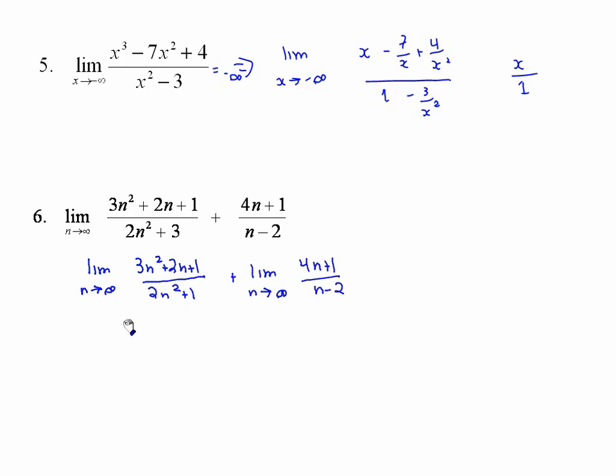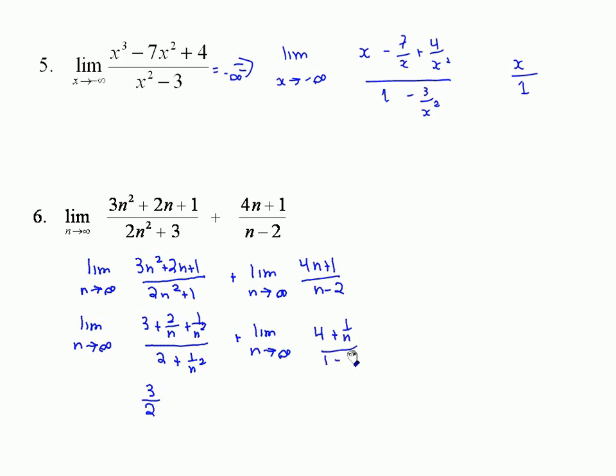And then when we divide by n squared on that first limit, we will get 3 plus 2 over n plus 1 over n squared over top of 2 plus 1 over n squared. So that's 3 over 2 when we take the limit. I'll go there fairly directly. And then the second expression, divide by n, is 4 plus 1 over n, and then 1 minus 2 over n. And that will give us 4. So 4 plus 3 over 2 is 5 1/2.